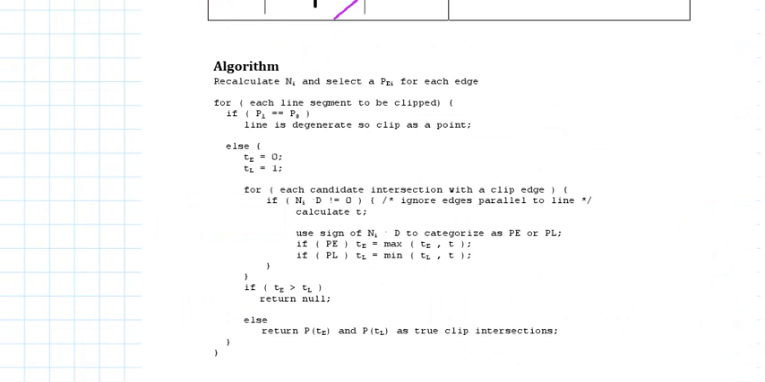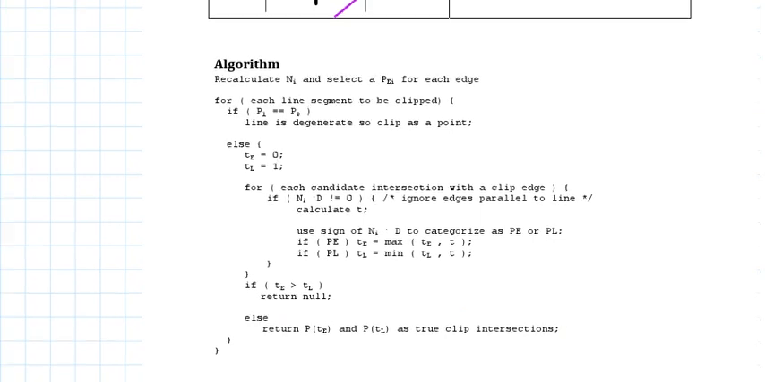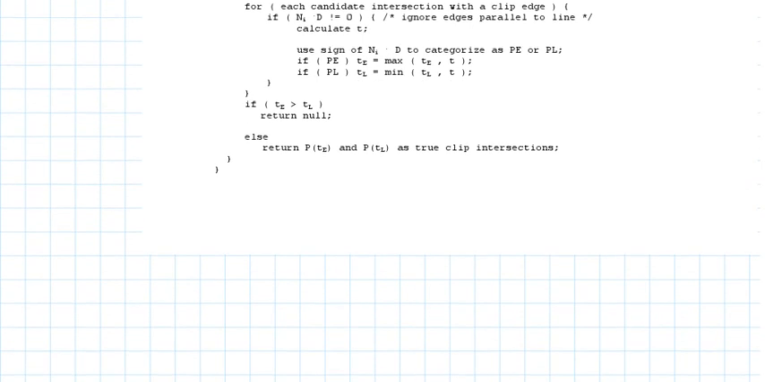Then you are checking the condition where the line is totally outside the clipping window by calculating PE max and PL min. Once you have done this, then you check that condition. If TE greater than TL, return null. That means the line is totally outside the window. Else you will find the intersection points. So this was the Cyrus-Beck line clipping algorithm for your reference.